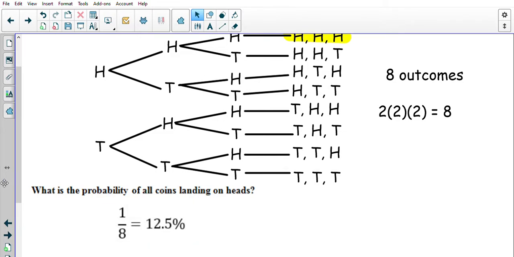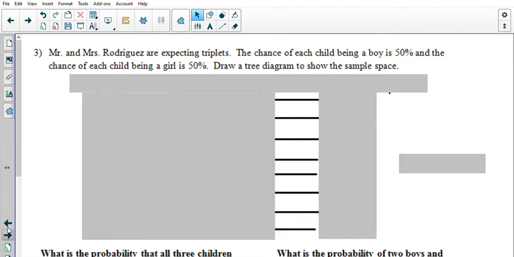Now you're going to notice that this next example is really the same tree diagram, except it doesn't have H and T, and you'll see in a moment. Number 3, Mr. and Mrs. Rodriguez are expecting triplets. The chance of each child being a boy is 50%, and the chance of each child being a girl is 50%. Draw a tree diagram to show the sample space.